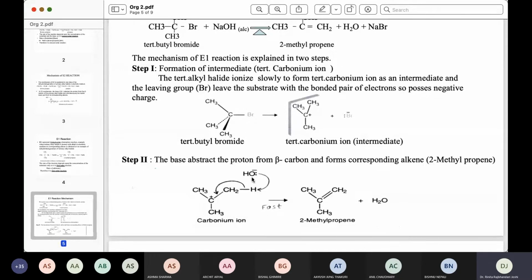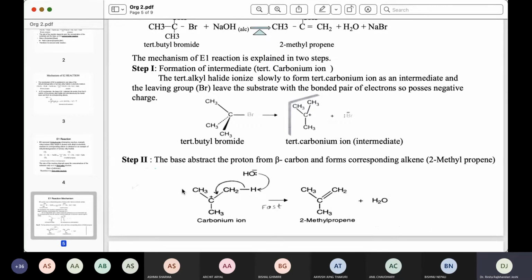Okay, here the base abstracts the proton. अब तपाईलाई proton कताबाट abstract गर्नु छ, त्यसलाई bond breakage गरेर यसरी देखाउनु होला. यो पनि बीटा कार्बन हो, यो पनि बीटा कार्बन, this पनि बीटा कार्बन, यदि यताबाट abstract गर्नु छ भने पहिला यो देखायो भने सजिलो हुन्छ. This base will abstract this proton र bonded pair of electron यसरी shift हुन्छ and then form the 2-methyl propene with this double bond here.